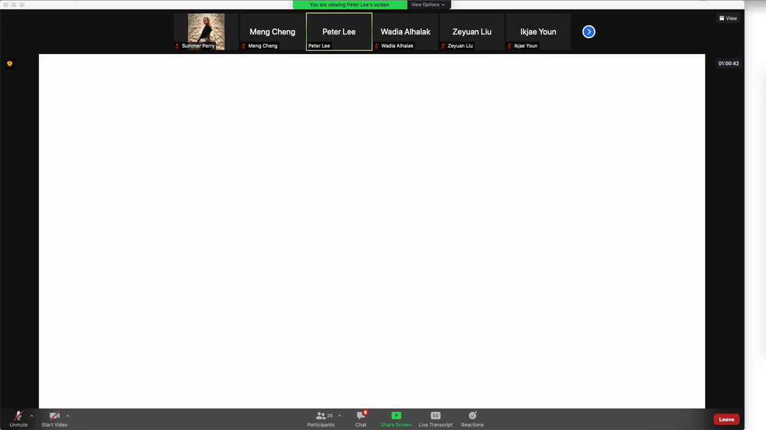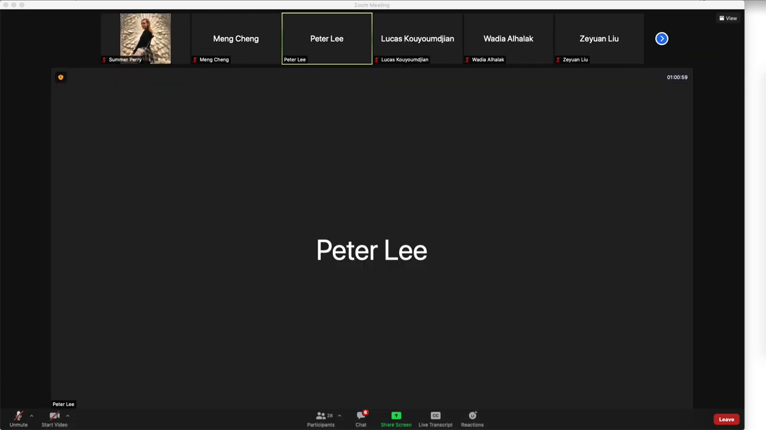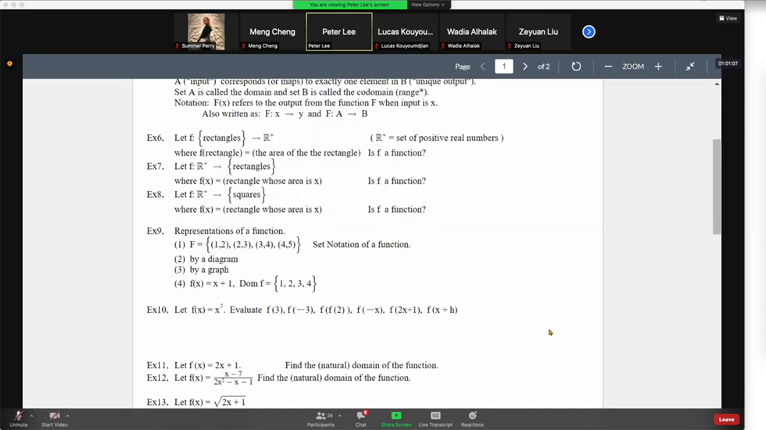So how about, for example, example 6? Is that a function? Let's look at example 6 here. Sorry, why did I click that? Am I sharing this page here? One second. Sharing this. Yes, back to section 1.1. Okay, let's look at example 6.